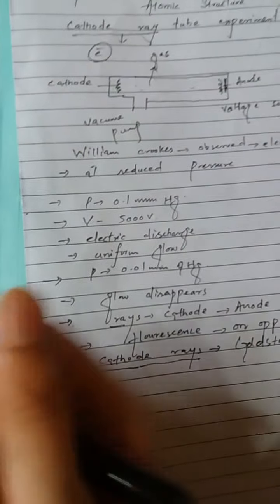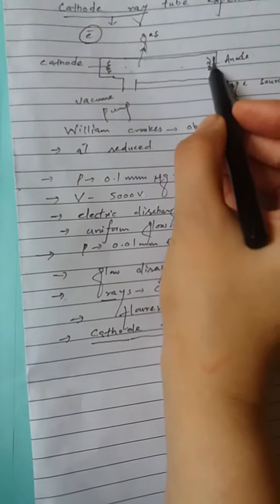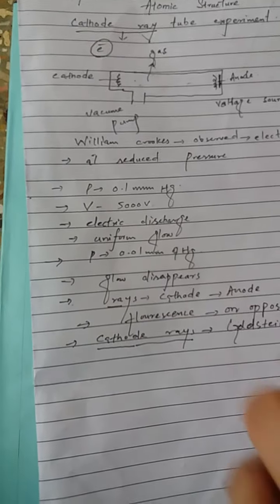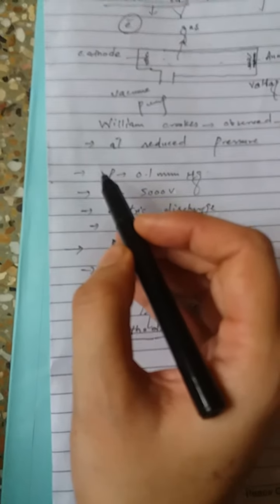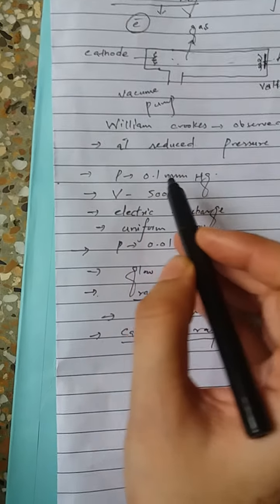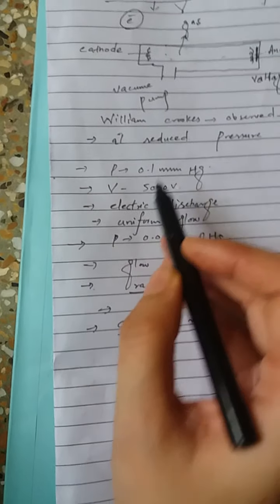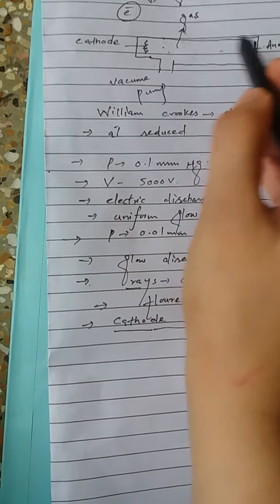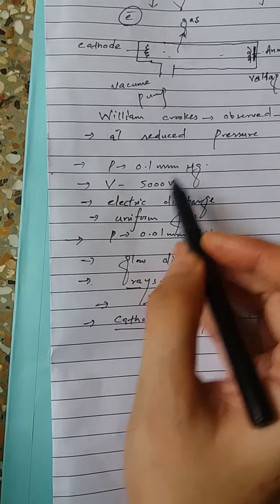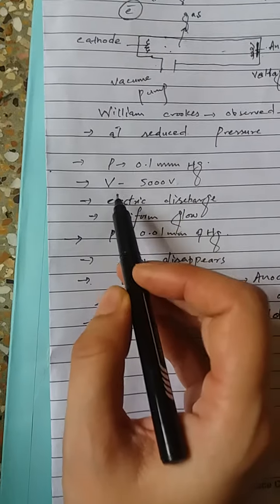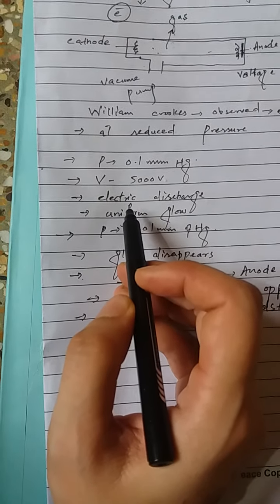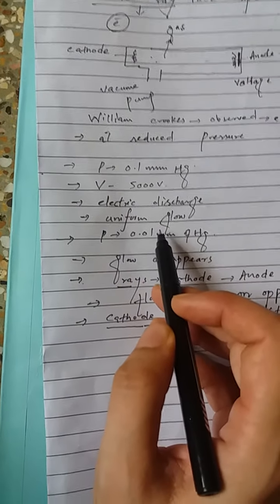However, at ordinary pressure, this electrical conduction cannot take place even when it is connected to a very high voltage source such as 5000 to 10,000 volt. So he observed that when pressure is reduced to 0.1 mm of mercury and high voltage source such as 5000 volt is applied at the cathode and anode, then electric discharge takes place and uniform glow appears.